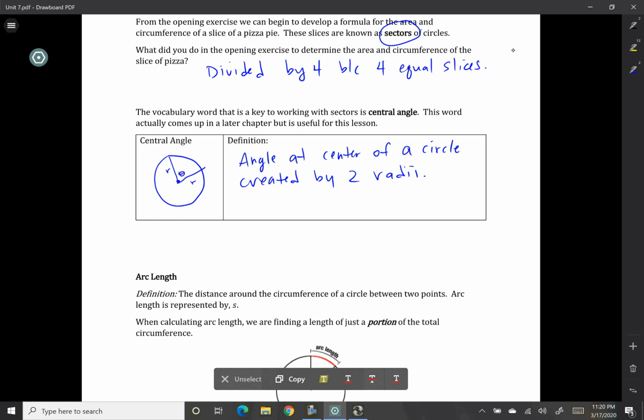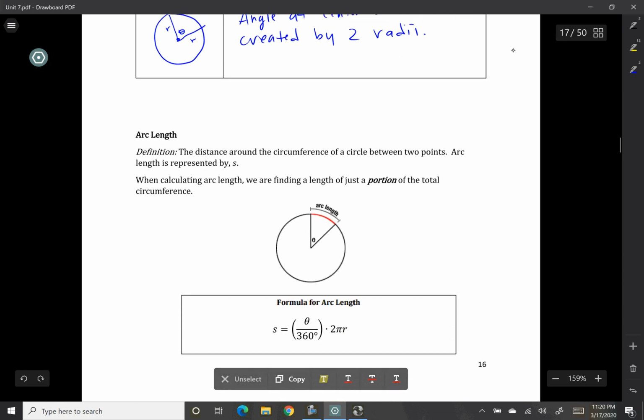The second definition is called arc length. An arc is basically just a distance around the circumference of the circle. So when we find the circumference of a circle, we're finding the full arc of that circle. When we're calculating a partial arc, we call it an arc length, and it's a portion of the total circumference. Now, in Danny's Pizza, each one of the central angles was 90 degrees.